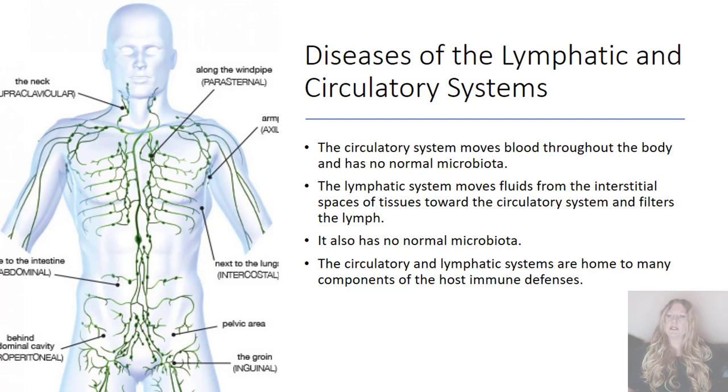There are also diseases of the lymphatic and circulatory systems. The circulatory system moves blood throughout the body and has no normal microbiota. The lymphatic system moves fluids from the interstitial spaces of tissues toward the circulatory system and filters the lymph fluid. It also has no normal microbiota. The circulatory and lymphatic systems are home to many components of the host immune defenses.